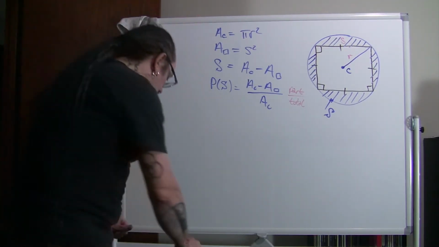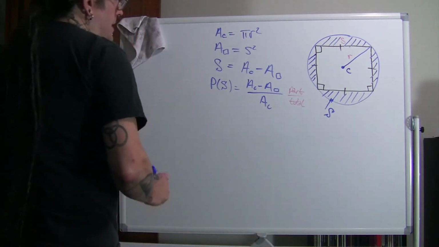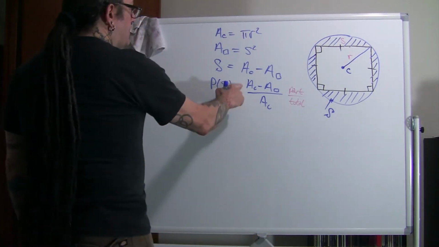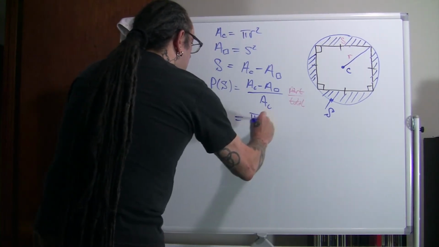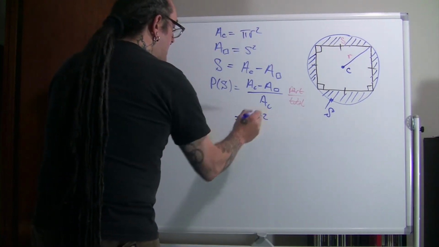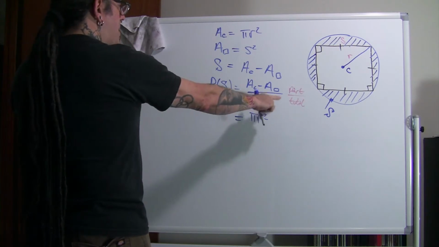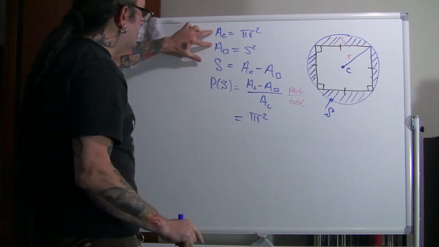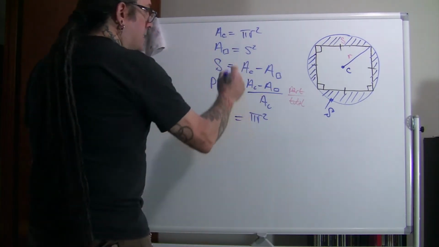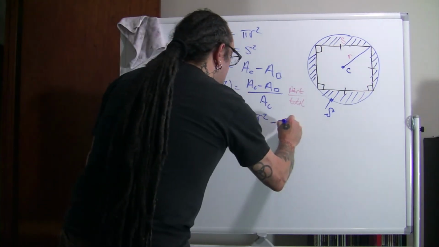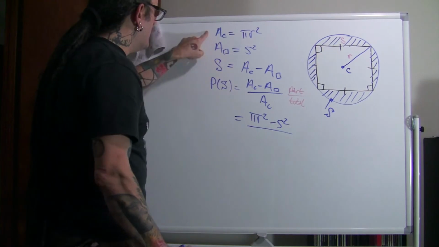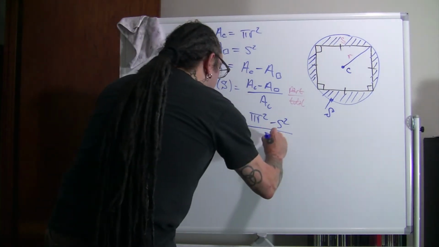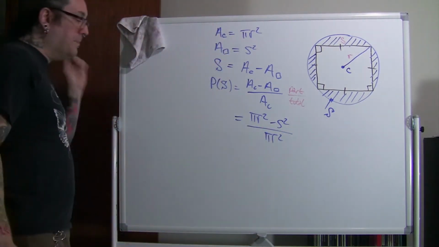Okay, and sure, let's see what happens by just plugging in what we know so far. Okay, so I'm going to continue. Everywhere I see area of the circle, I'm going to put pi r squared. Fair enough. And everywhere I see the area of the square, I'm going to put s squared. Right? I'm just going to substitute these into here. Fair enough. Minus s squared. And then over the total, area of the circle, again, pi r squared.